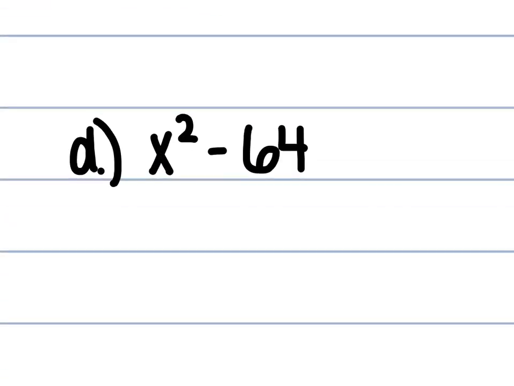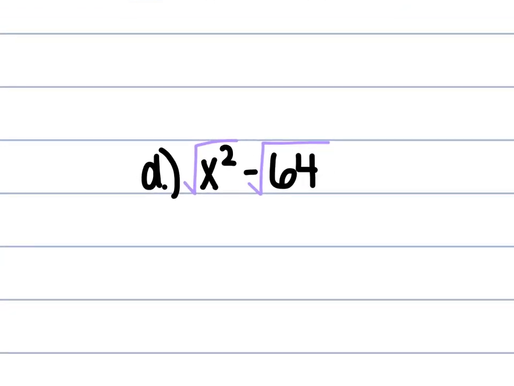For d, we have x squared minus 64. So can you take the square root of the x squared? Can you take the square root of the 64? Yes. Use the formula. You also have a negative. Use the formula a minus b times a plus b.